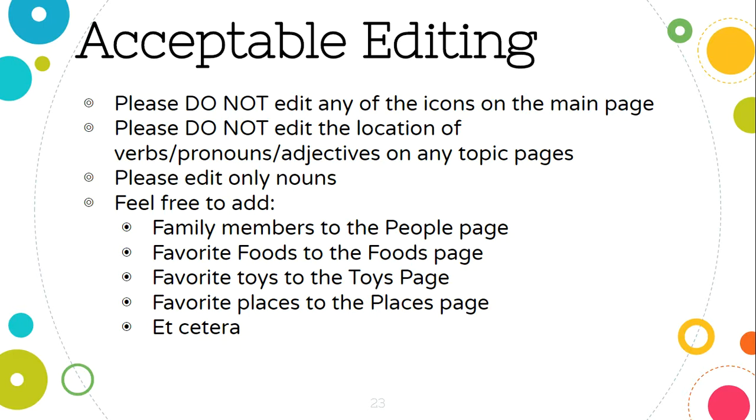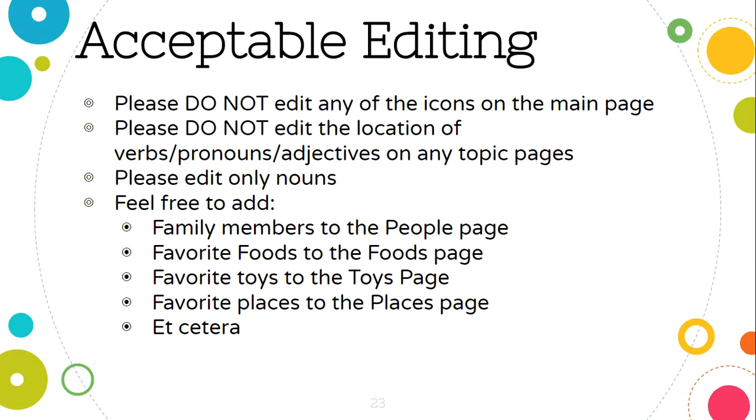So that main page is kind of like the starter. It takes us to all the different places we might need to go within the app. And then please do not edit any of the locations of the verbs, pronouns, adjectives on any of the topic pages. So when we were in the foods page, the word eat is in the same location on that food page as it is on the front page. And so the program keeps those in the same places so they're easier for your child to find.